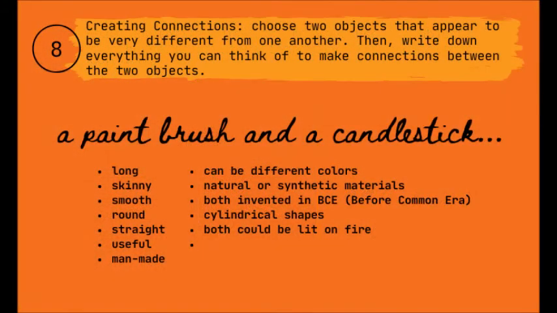Lastly, activity 8 is creating connections. Choose 2 objects that appear to be very different from one another. Then write down everything you can think of to make connections between the 2 objects. This is similar to new observations, but you want to make connections between 2 objects instead of just observing one. 2 things I had sitting on my desk were a paintbrush and a candlestick.